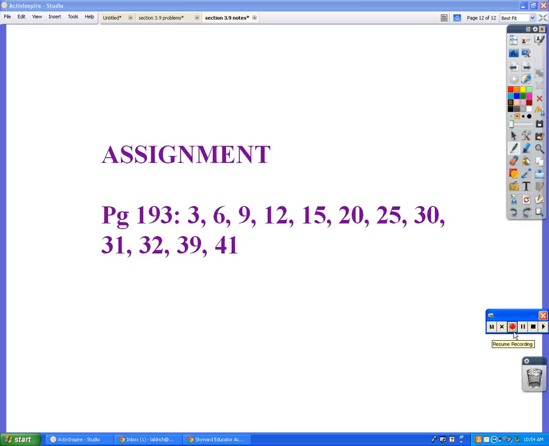That's all I've got. This concludes chapter 3. Far and away the most exciting chapter of calculus in the entire book. How long did we spend on this chapter? A month? Two months? A month and a half?